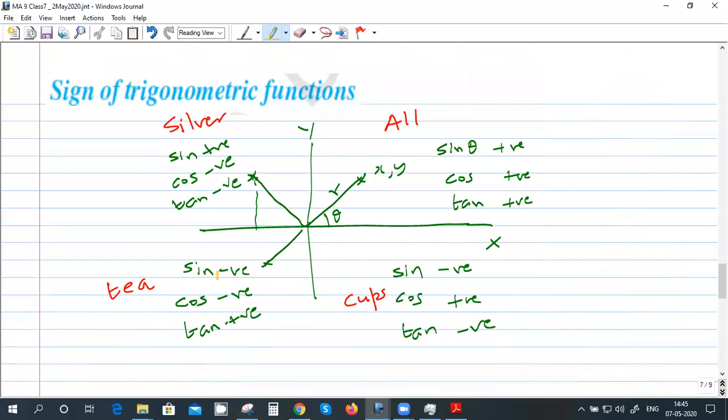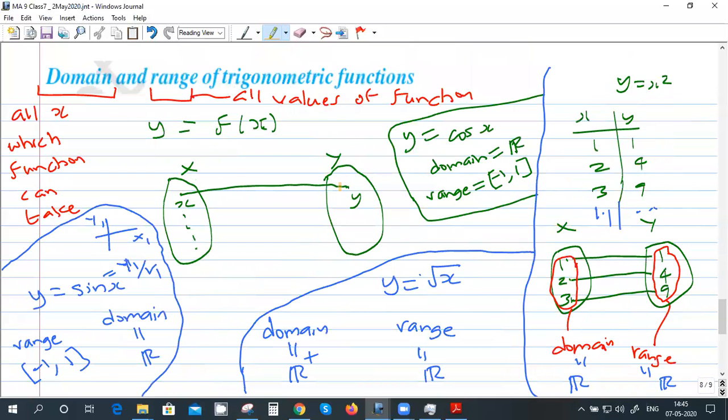This thing you already know. This you understood also. All silver teacups.